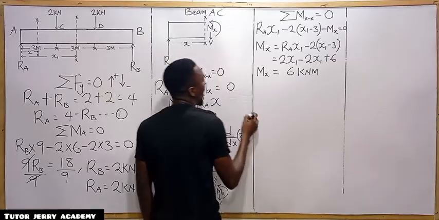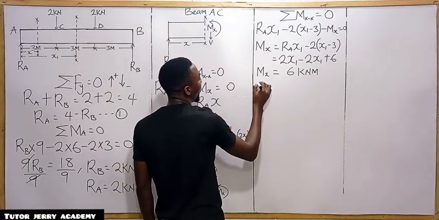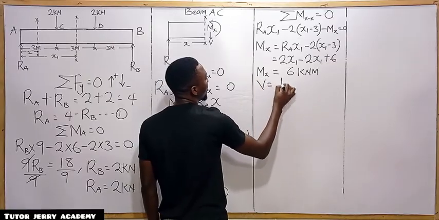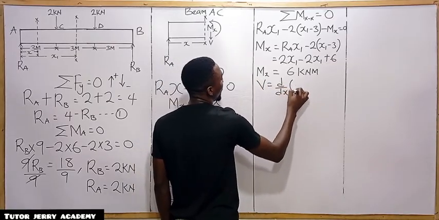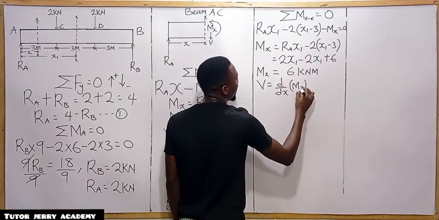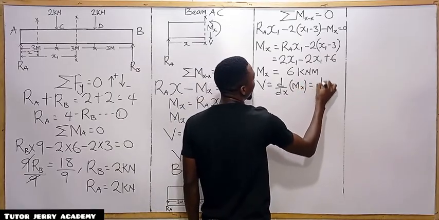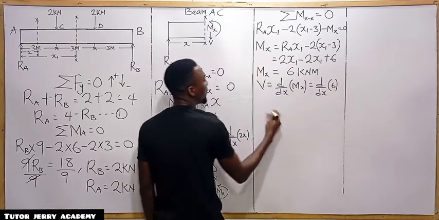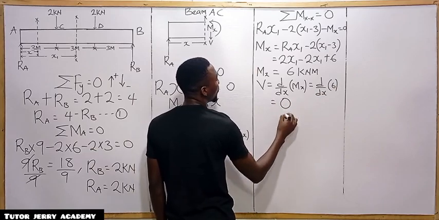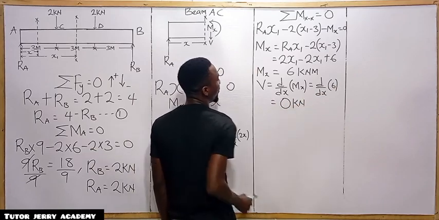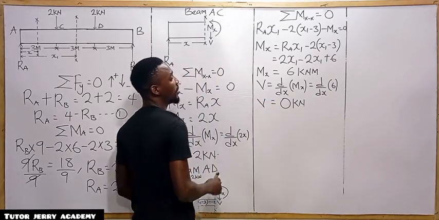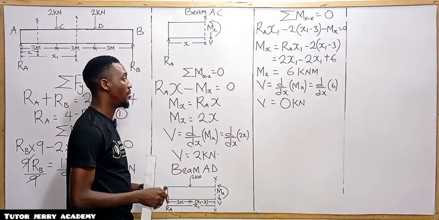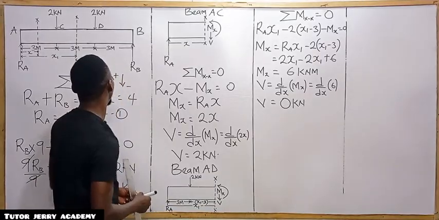So yeah, we are going to find our shear force. Shear force is d over ds of M subscript S, which is going to be equals to d over ds of 6. So we differentiate 6. 6 is just like a constant. This is going to be 0 kilonewton. So it shows that the value of shear force is 0, right? All right, so we are done with that as well.